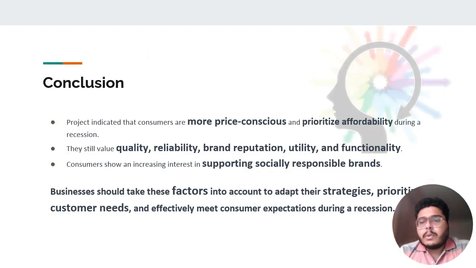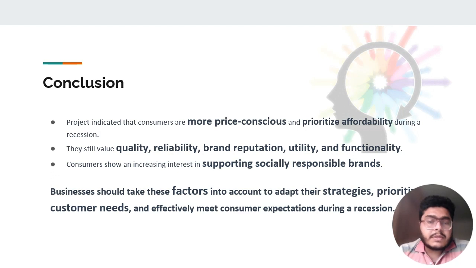So finally, concluding our presentation, the main key points to focus on are that consumers will be more price conscious, they will prioritize affordability. Still, quality, reliability, and brand reputation are important. Consumers will be inclined to buy products from socially responsible brands, those who are doing ethical business practices.